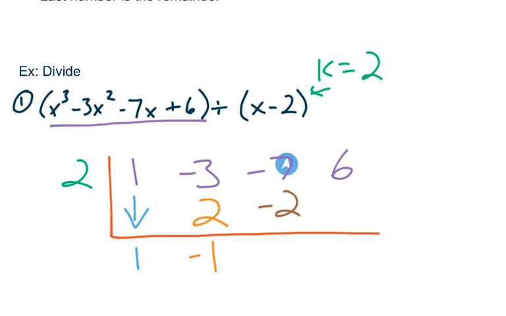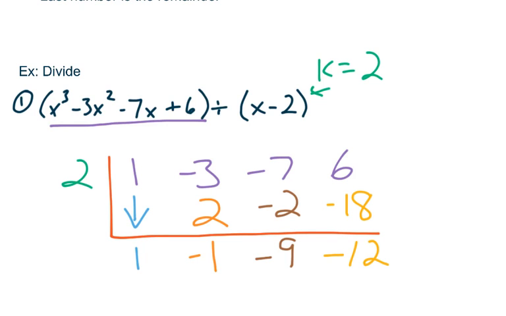That goes under the second number, or the next number, and add straight down. Negative 7 plus negative 2 is, go back to the pen, that is negative 9. Okay? And then I've got one more step here. Let's go with yellow. I'm going to take negative 9 times 2. That is negative 18. And then I'm going to add straight down again. 6 plus negative 18, or 6 minus 18, is negative 12.